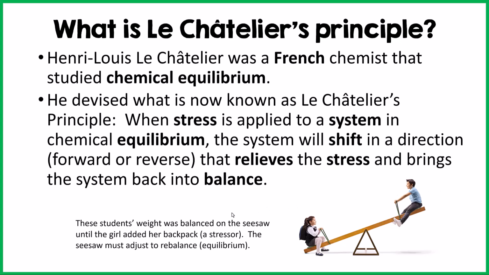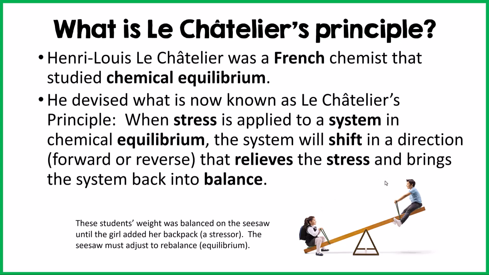So here, these students' weight was balanced. So picture this being a horizontal seesaw when they were first on it. And then a stressor was added. So a parent placed a backpack on this girl, and suddenly that stressor caused the seesaw to tip in her direction because this changed the equilibrium. And the seesaw then has to adjust to rebalance. So it is still balanced even at this angle. It doesn't have to be horizontal to be balanced, but it has shifted because of the addition of this stressor.